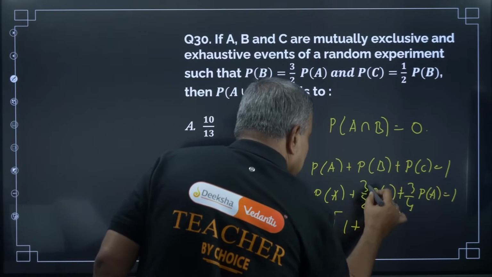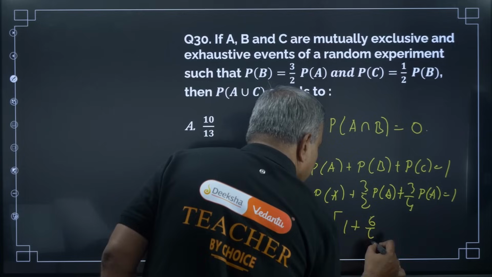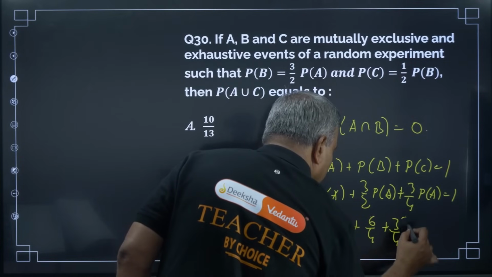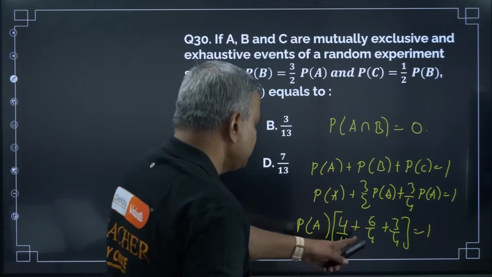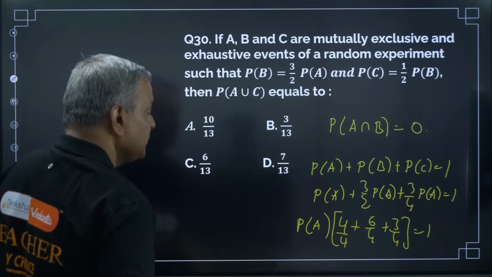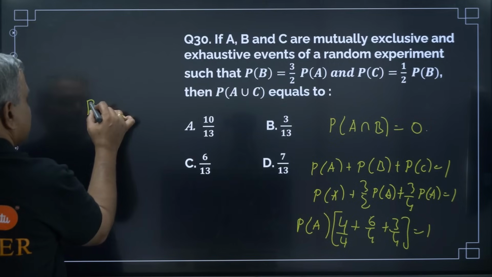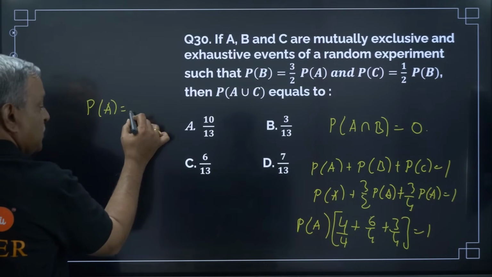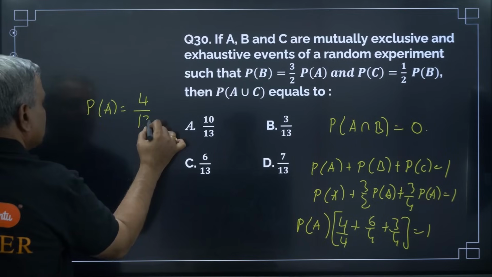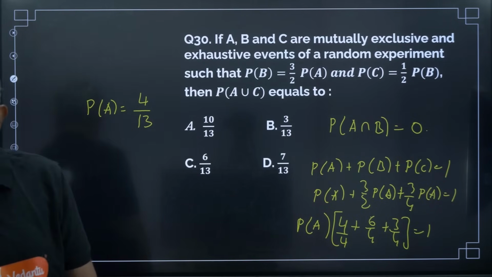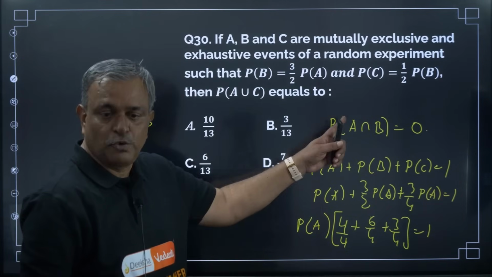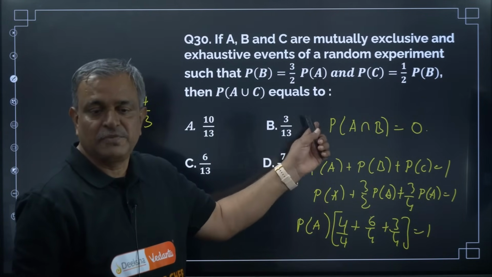Writing 1 as 4 by 4, we get 4 plus 6 plus 3, so 13 by 4 of P of A is equal to 1. So P of A is equal to 4 by 13. We got P of A is equal to 4 by 13.